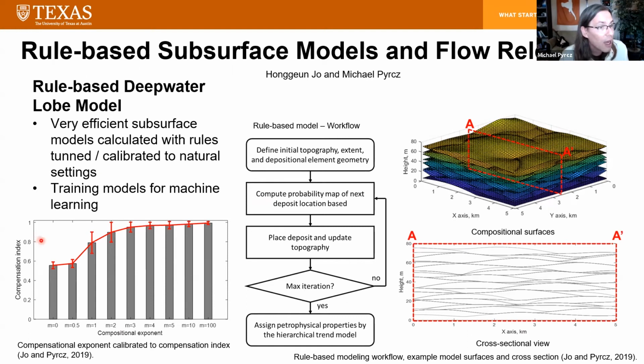Now, what we've done is we've developed a whole suite of rule-based models, surface-based models that can create multi-scale training models. They can run a 10 million cell model in literally a fraction of a second. We can build large ensembles of models. And then we've tuned these models using outcrop information. This is directly from Kyle Straub, who looked at the compensational index or exponent of outcrops from outcrop deep water lobes. We match that. So we have good models now.